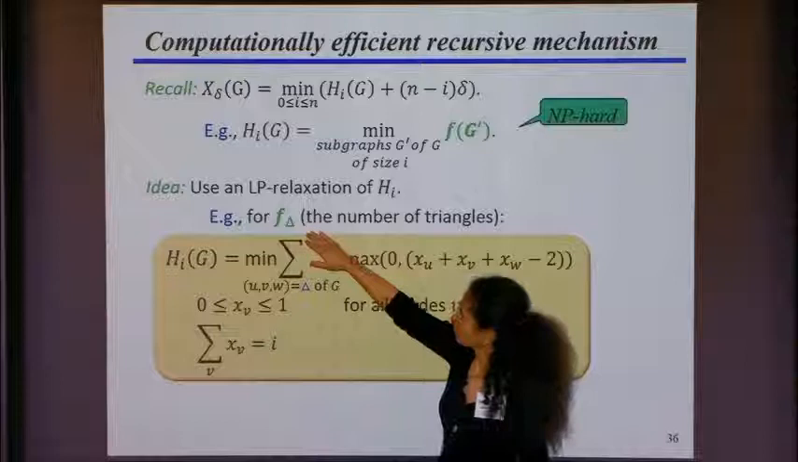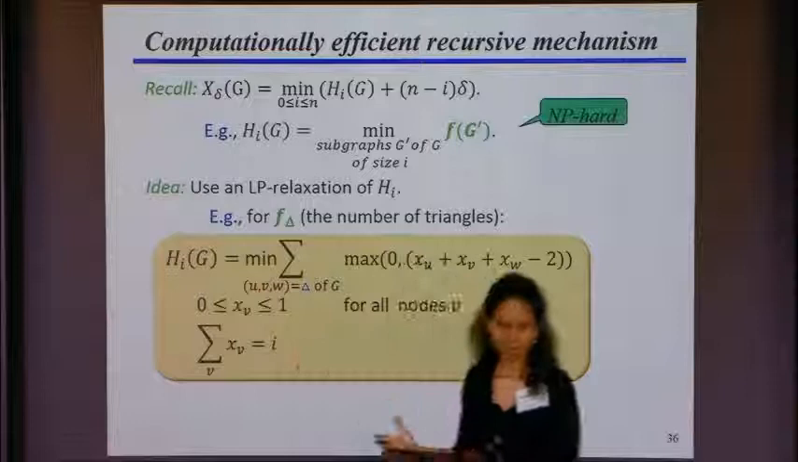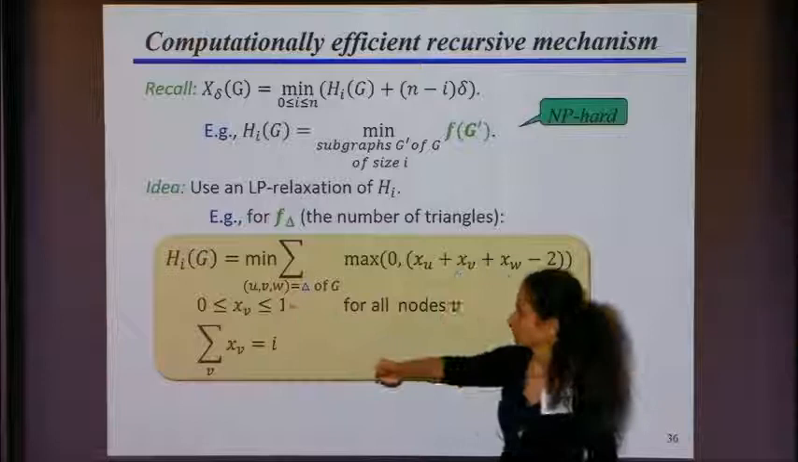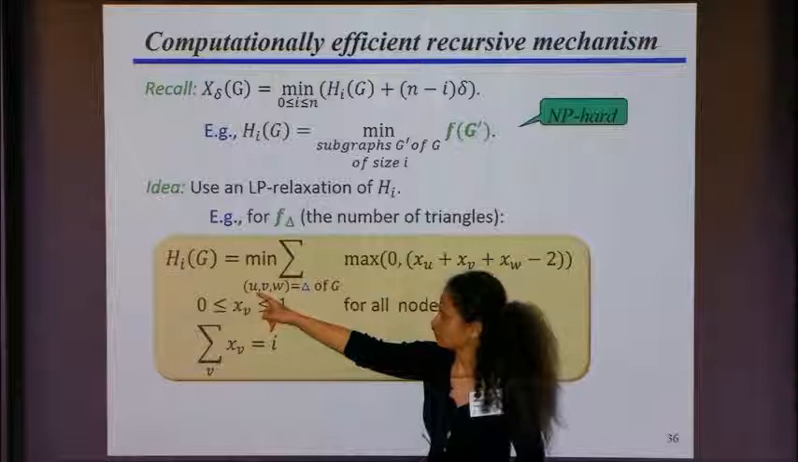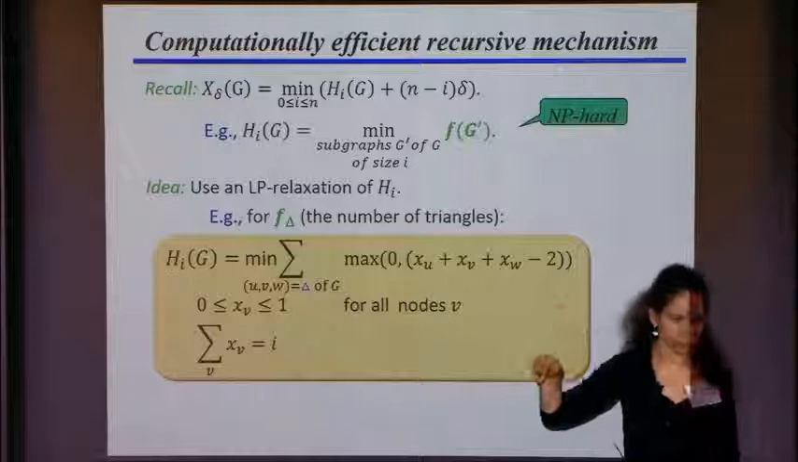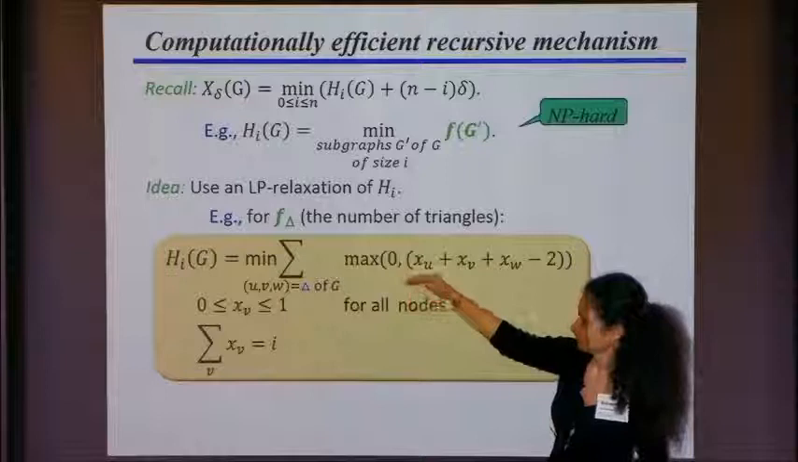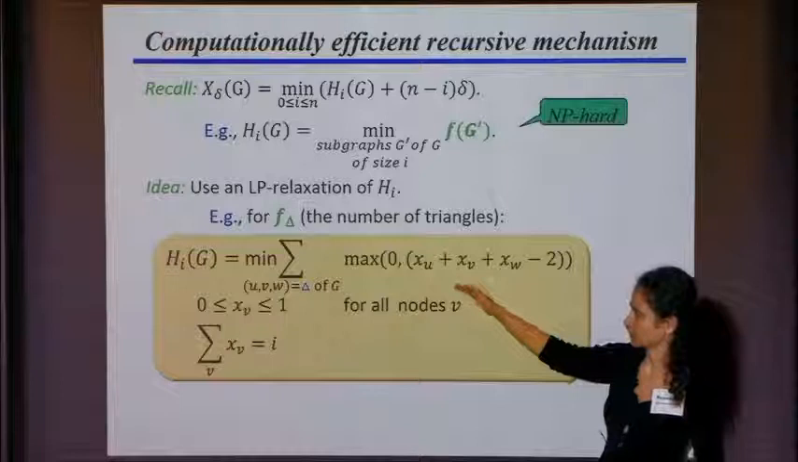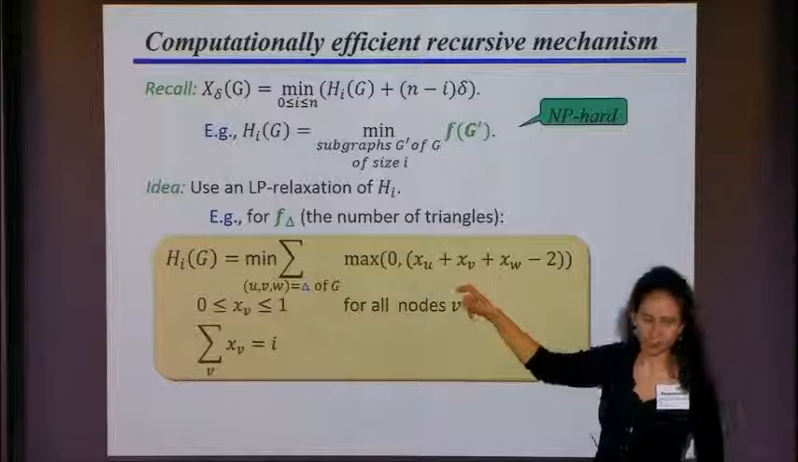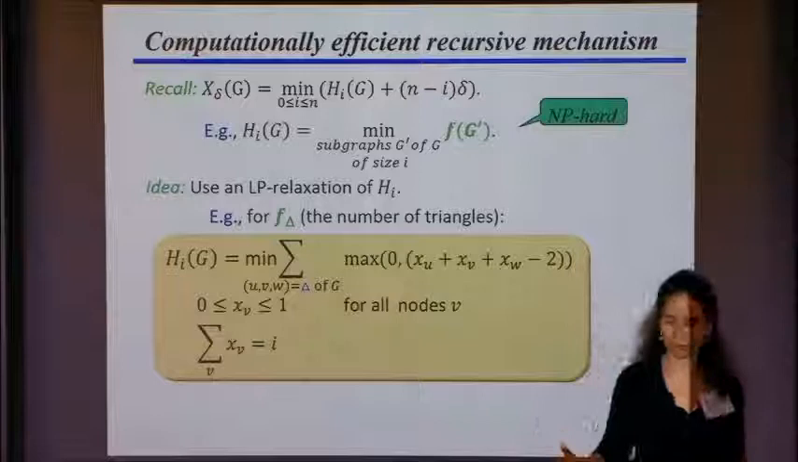let's say for the number of triangles, what can we do? We're just going to write a linear program which captures the number of triangles, and we're just going to relax it. We're going to minimize over all triangles of G, where u, v, and w are the triangle's nodes. We're going to have a variable for each node in the graph this time. And we're going to minimize its expression. It doesn't matter which expression is here; basically, if the values are zeros and ones, it's going to output one if the triangle is there, and if at least one of them is zero, it's going to output zero. So it's a relaxation of the AND function.